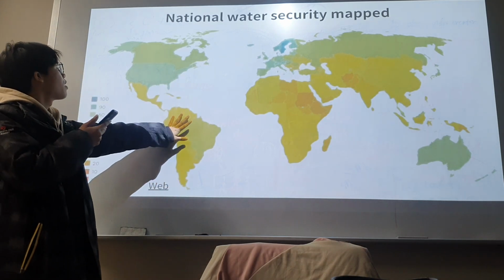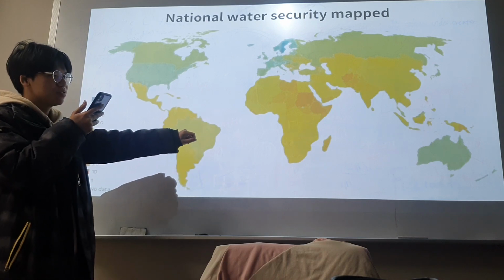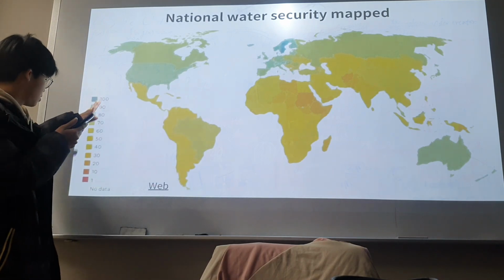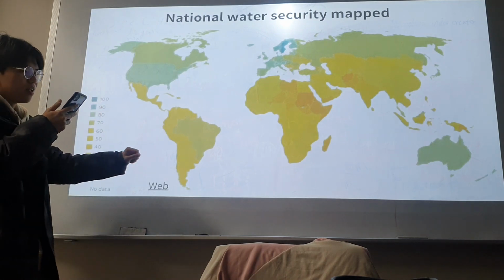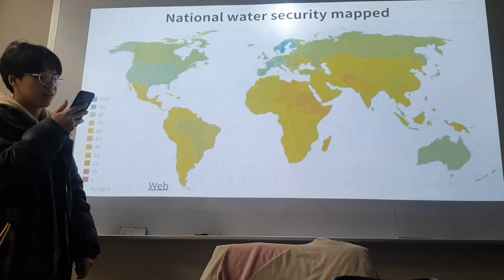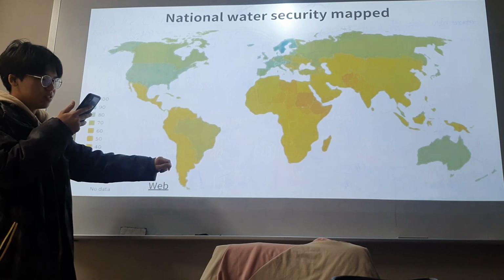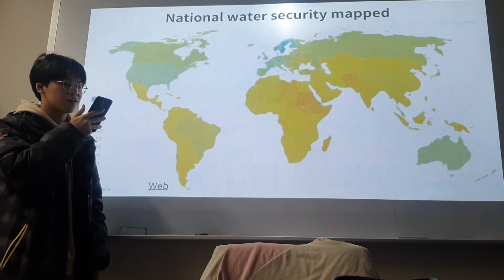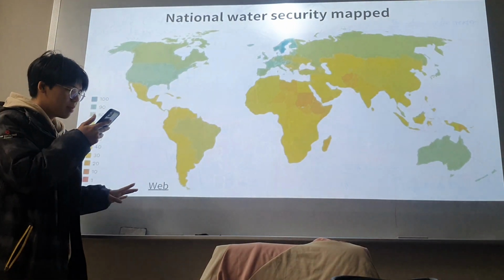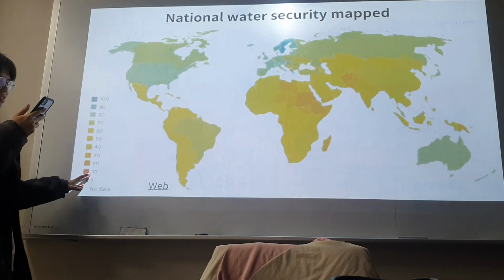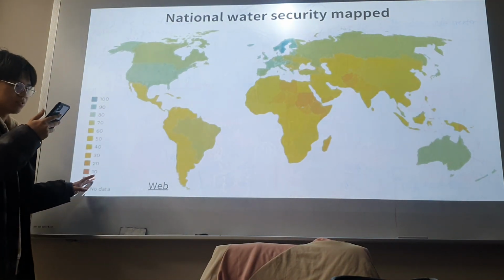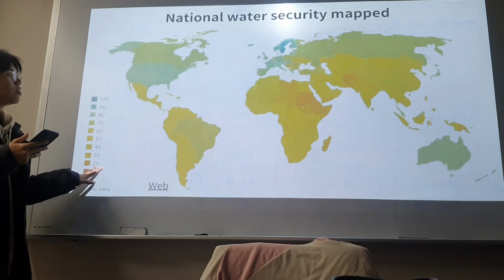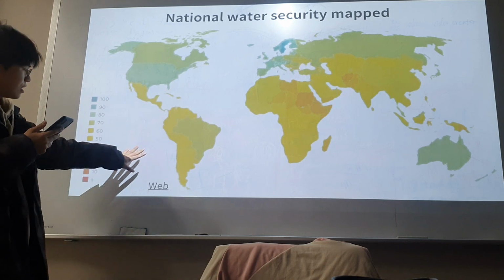It classified 186 countries globally on a scale from 100 to 1. The scores are based on the evaluation of 10 components of water security. The darker blue regions on the map indicate abundant water resources, while the redder areas signify water scarcity.